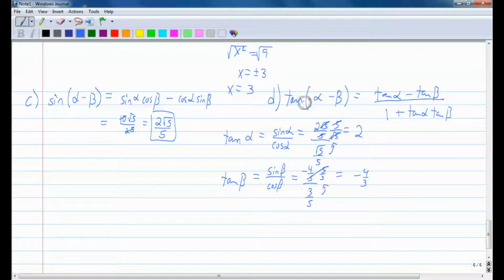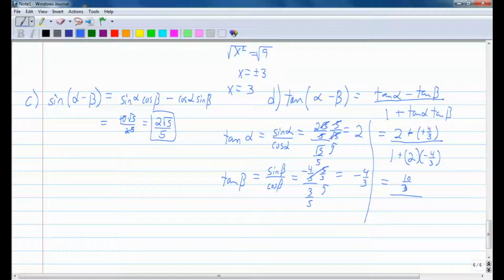Alright, so let's now figure out the difference for tangent. So I'm going to have tangent of alpha, which is 2, minus tangent of beta, which is negative 4/3, over 1 plus tangent of alpha times tangent of beta. Alright, so I do have minus a negative in the numerator. That does become plus. I need to say 2 plus 4/3. So 2 is 6/3, right? So 6/3 plus 4/3 is 10/3 over.